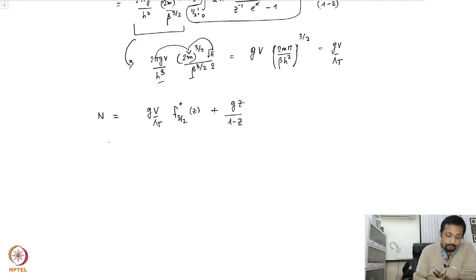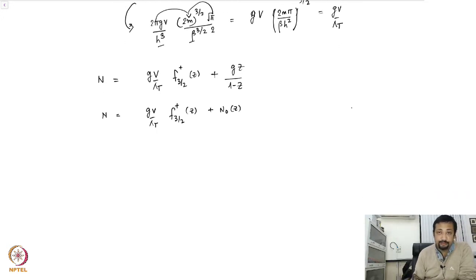So now we have this expression for n, which is essentially gv over lambda t, f of 3/2 plus z, the plus denoting that we are looking at a bosonic system, n0 z. So as usual, the fugacity has to be determined from this relation.